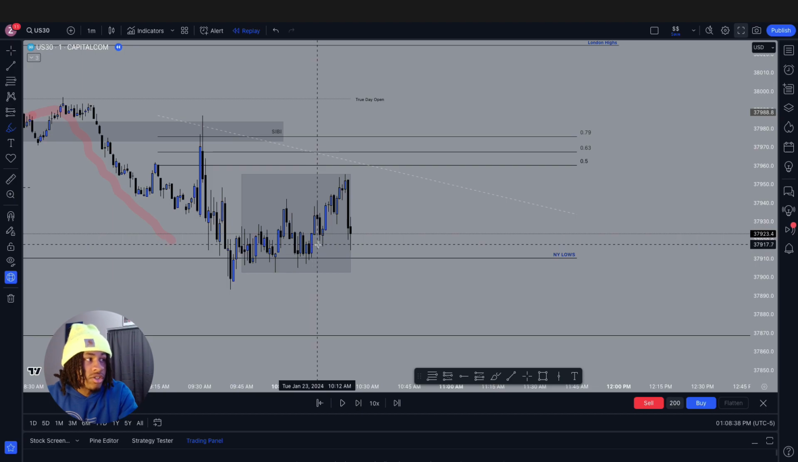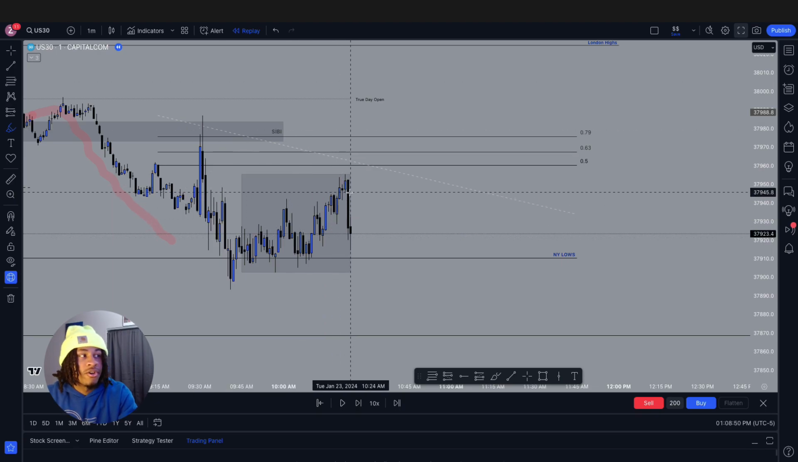Now, what is this? This is a BISI. This is the BISI being rebalanced. What is this? This is a BISI. This is the BISI being rebalanced. What is this? This is displacement. So I'm not expecting this whole gap to be filled up, but this is where we will be taking our entry.